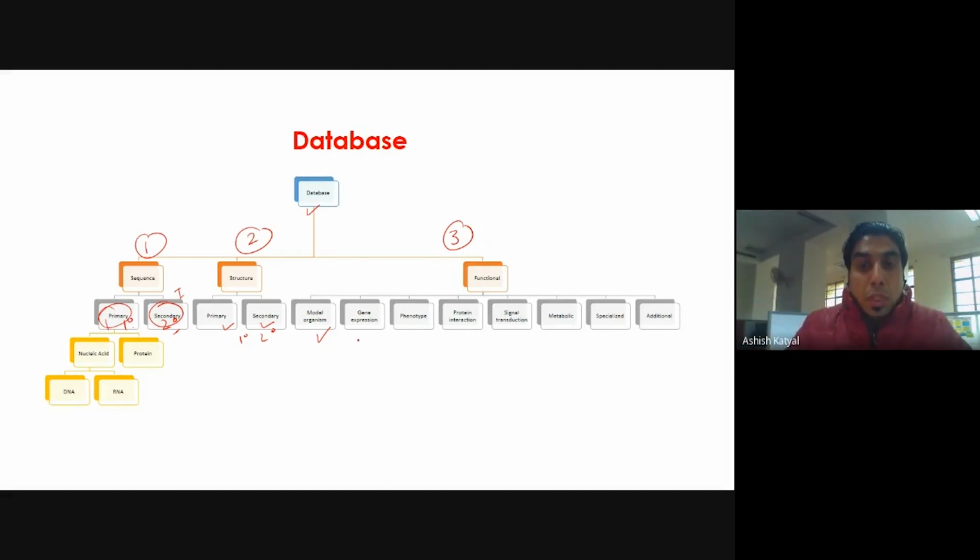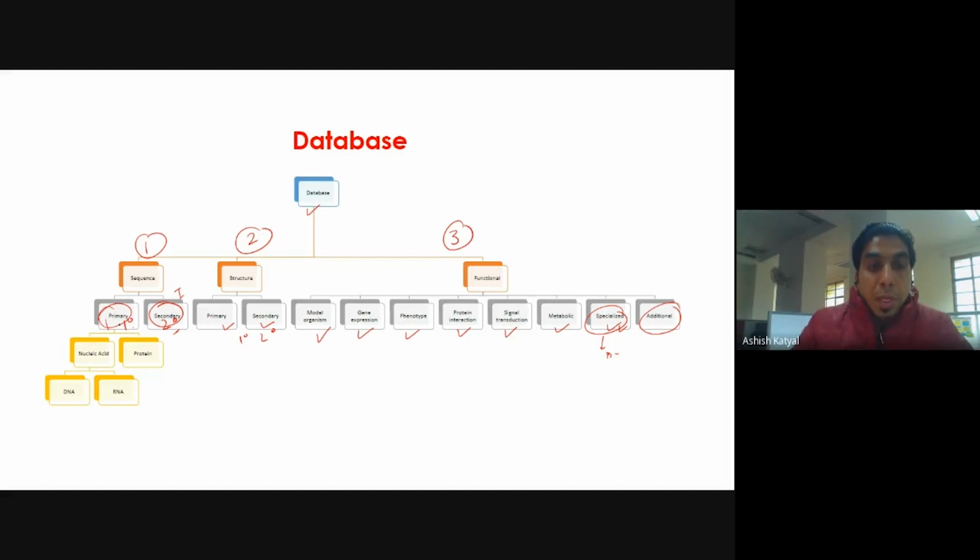So in case of the functional database, there is the gene expression database, phenotypic database, protein interaction database, signal transduction, and metabolic pathway. There are also specialized databases, for example, those performing certain kinds of interaction or docking studies. So these are specialized kinds of databases. And the last one is the additional database.